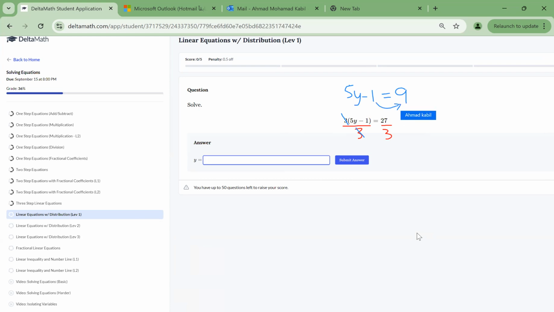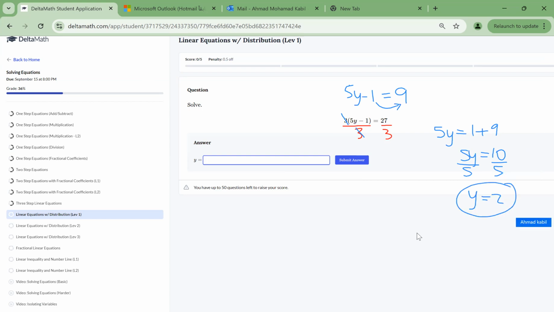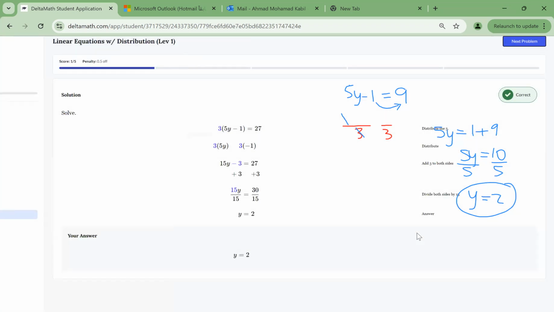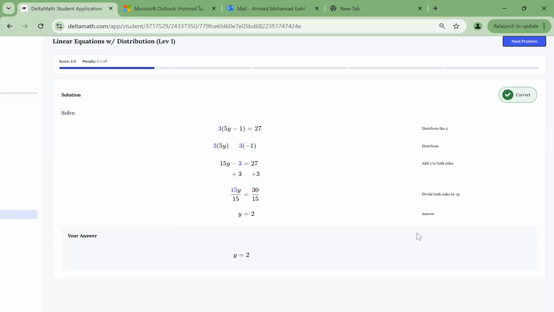Now you can take the one to the right. You would have 5y equals 1 plus 9, 5y equals 10. You can now divide by 5 on both sides, and you would get y equals 2. And this is correct.